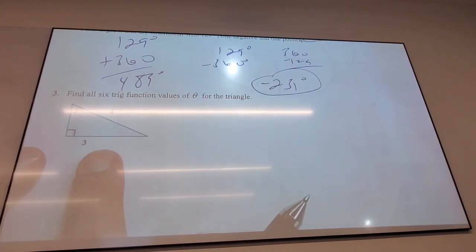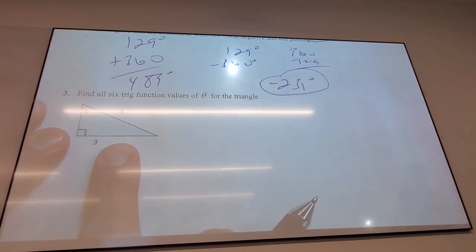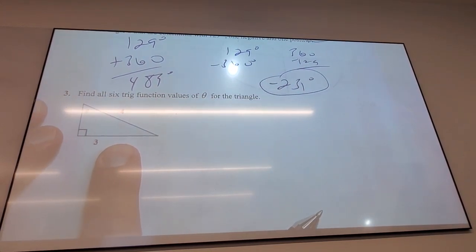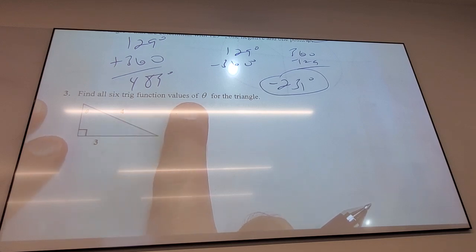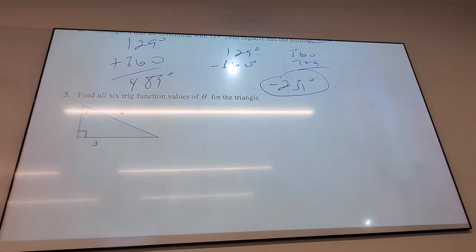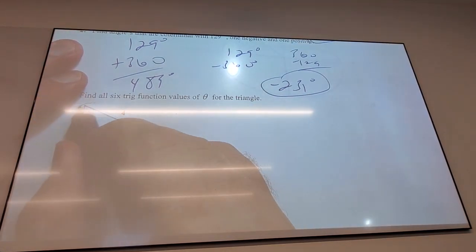So what about this little blue triangle? Find all 6 trig function values, and when I say that, I obviously mean sine, cosine, tangent, secant, cosecant, cotangent. Be careful that it's up here.